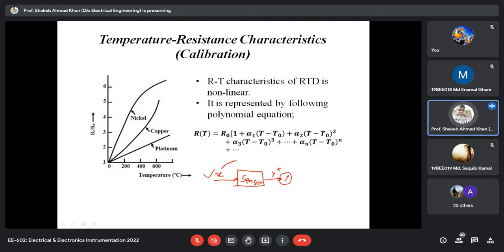That's correct. We need a relation between Y and X, obviously, and this is the requirement for all the sensors. So the process by which we establish the relation between the response of an instrumentation system and the stimulus is called calibration.